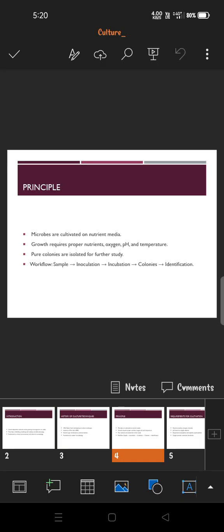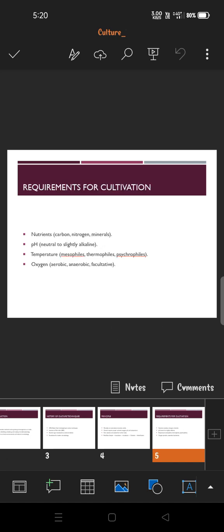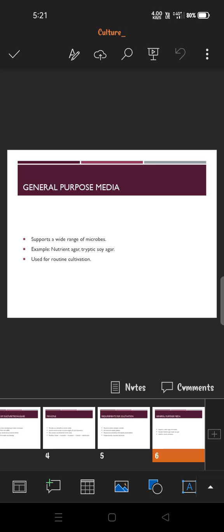Principle: microbes are cultivated on a media. It requires some factors like nutrients, oxygen, pH, temperature. Pure colonies are isolated for further studies. The workflow is sample, inoculation, incubation, colonies, identification. Requirements for cultivation: nutrients, pH, temperature, oxygen.